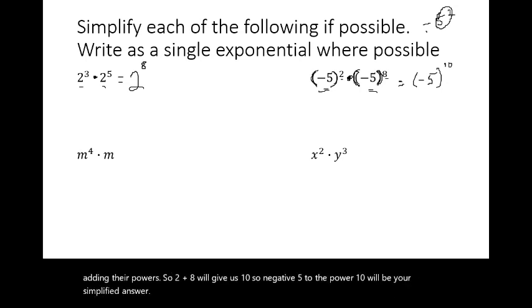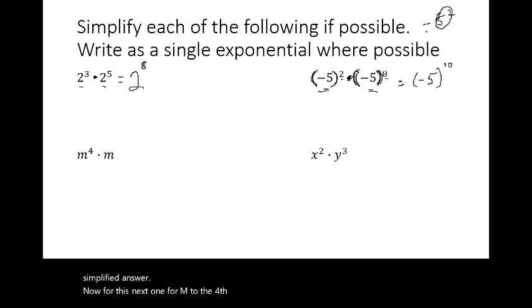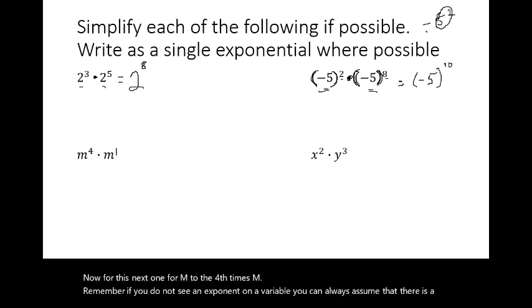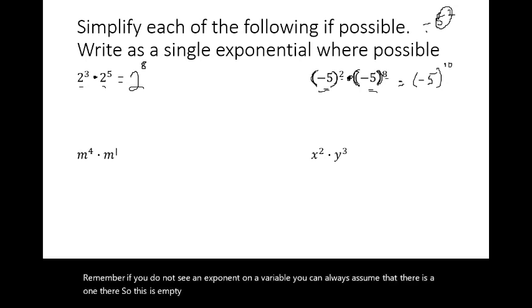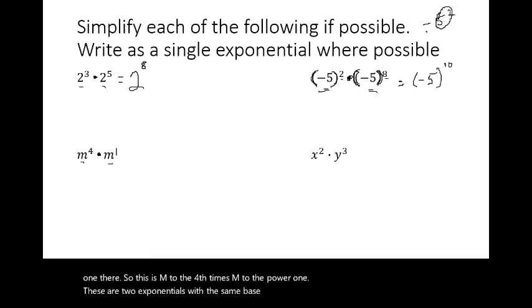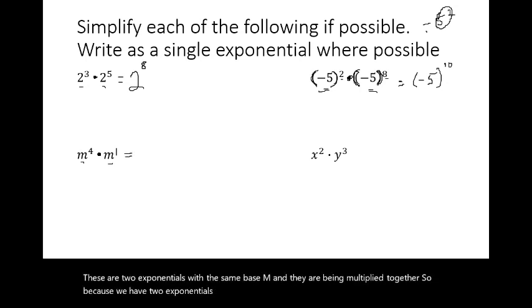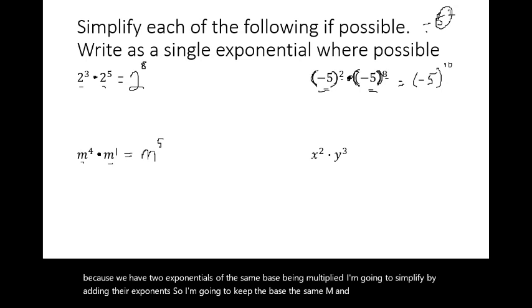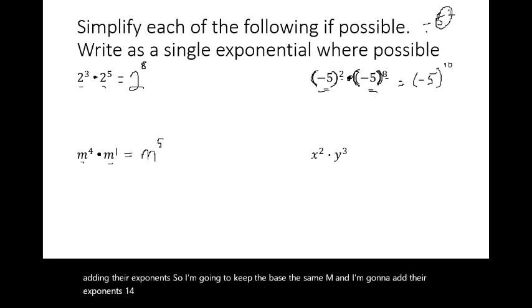Now for this next one, for m to the fourth times m, remember, if you do not see an exponent on a variable, you can always assume that there is a 1 there. So this is m to the fourth times m to the power 1. These are two exponentials with the same base m, and they are being multiplied together. So because we have two exponentials of the same base being multiplied, I'm going to simplify by adding their exponents. So I'm going to keep the base the same, m, and I'm going to add their exponents. 4 plus 1 will give us m to the power 5.